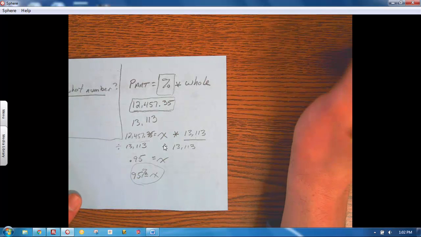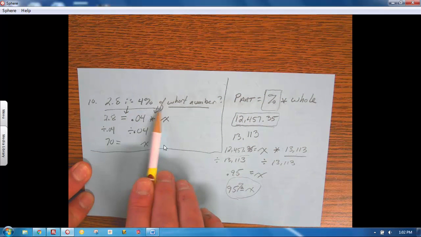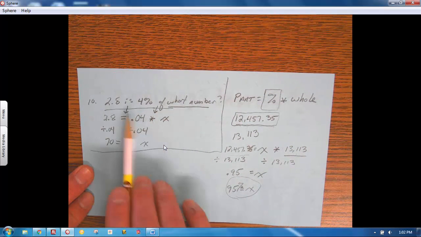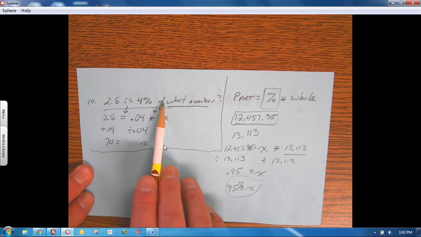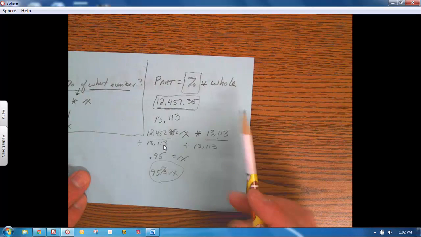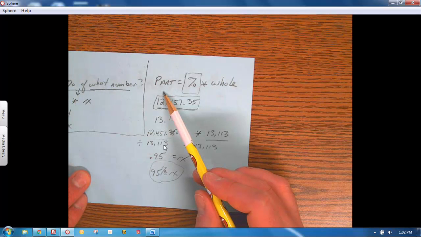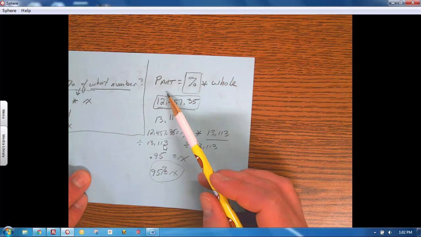Okay, so just to recap, whenever we have problems like this, 2.8 is 4% of what number? This is where we use the translation method. Anytime you see an is, it's an equal sign. Anytime you see an of, it's a multiplication sign, and you just kind of bring everything else down in order. And then the second way, when we're working with story problems, it's probably easier to use the part equals percent times whole, because not all of the time will you see the words is and of in those problems.